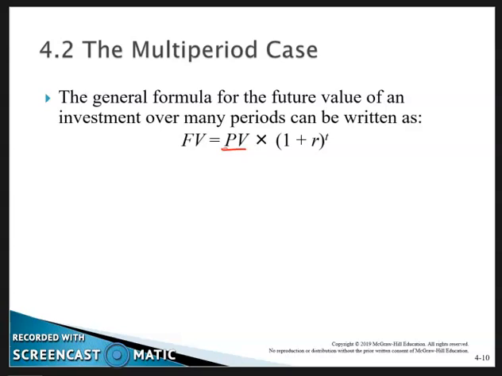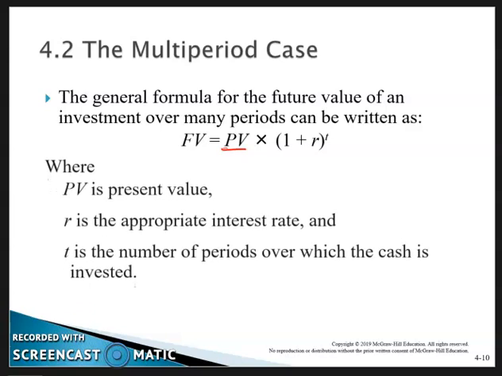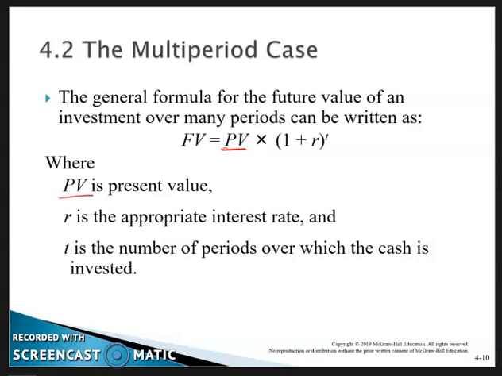So you may have seen this formula where we used n instead of t. P is the present value, r is the appropriate interest rate or required interest rate, and t is the number of periods. So if this were a 5-year calculation, t would be 5. If this was a 60-month calculation, t would be 60. We'll talk more about adjusting the rate for different periods of time.